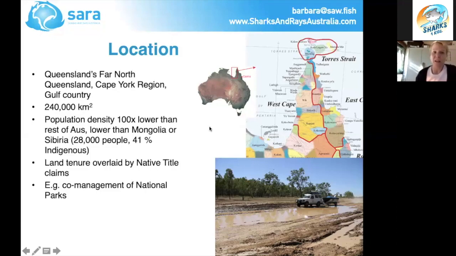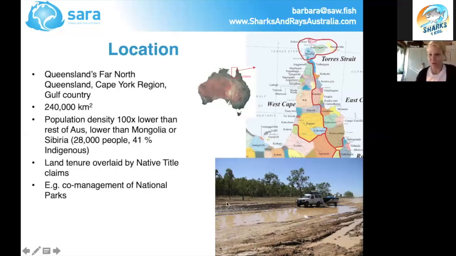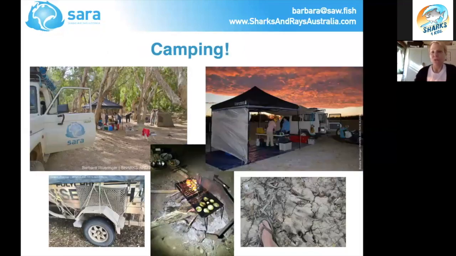But when we get out to our field sites, it can be quite tricky. This is an example of us driving to one of the rivers in the Cape, and that was the condition of the road. So it almost looks like a river, but yeah, it can be quite interesting to get out there. Now, once we're out in the field, we're camping. So that's a lot of fun. We always make sure we have good food, as you can see here in the lower part of the picture. But it can also get a little bit tricky because we always have to make do with what we have.